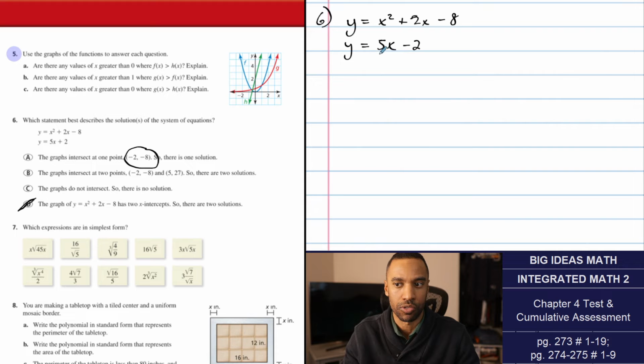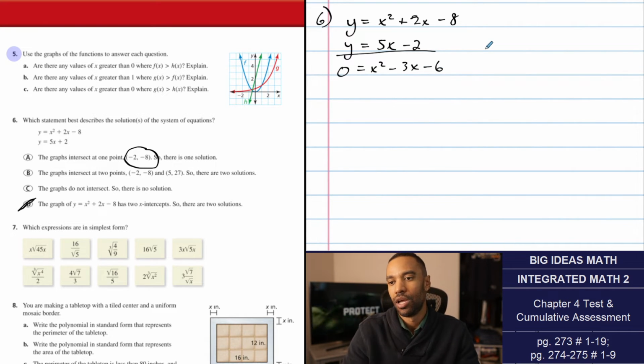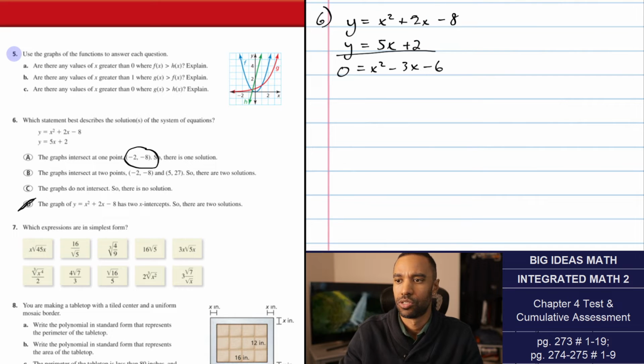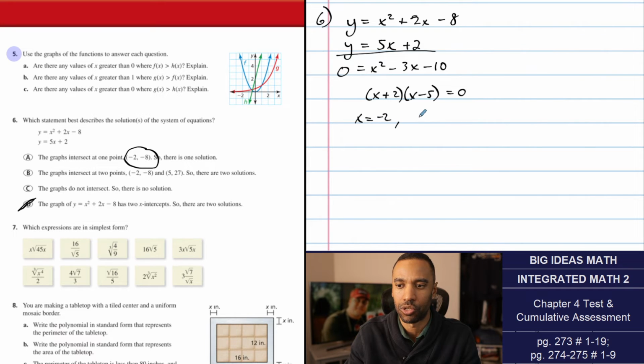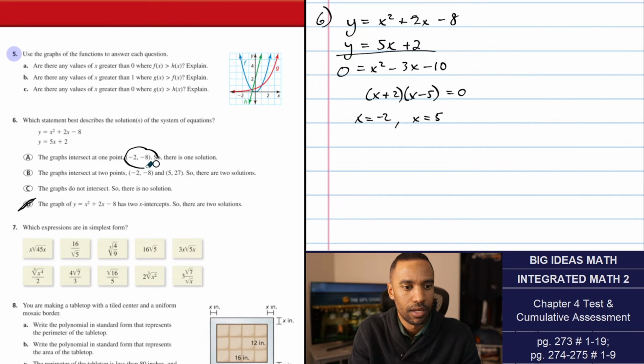I'm just going to go ahead and solve using a method. Let's use the elimination method by subtracting. I get 0 is x squared minus 3x minus 6. Well, I'm looking at the possibility of not being factorable there. Oh, that's a +2, so minus 10. Okay, that looks more factorable. If this is factorable, it's probably going to be B. So this factors into (x + 2)(x - 5) = 0, where x = -2 and x = 5. Because of this already, you're seeing that it looks like it's going to be B.